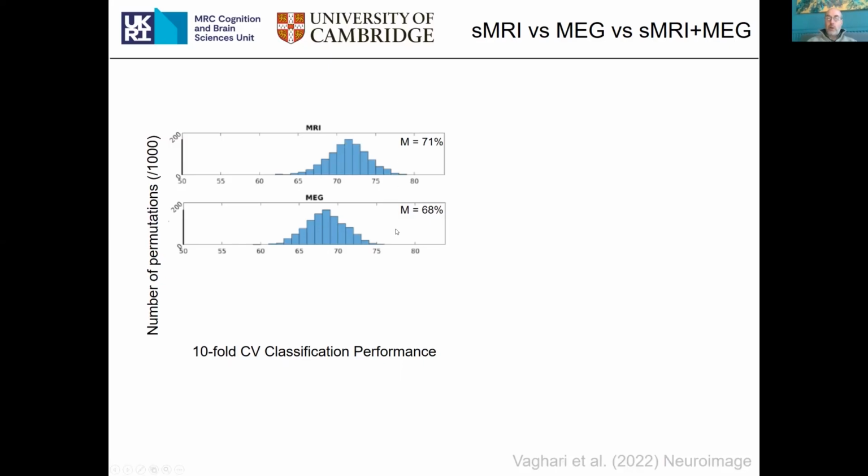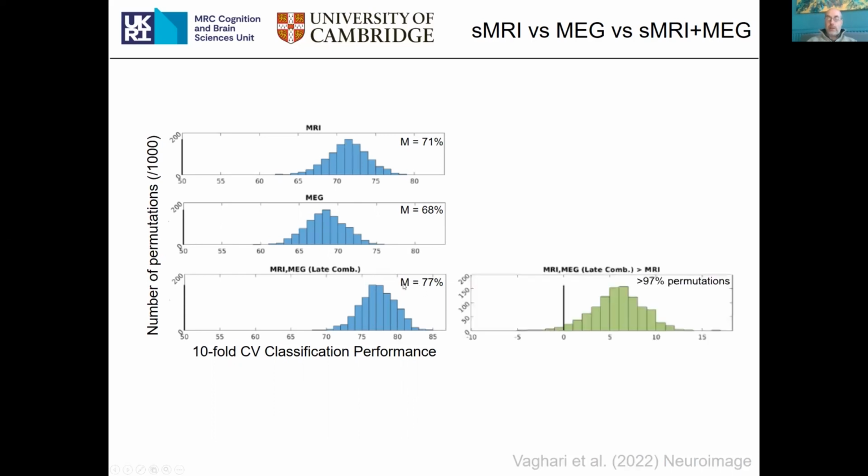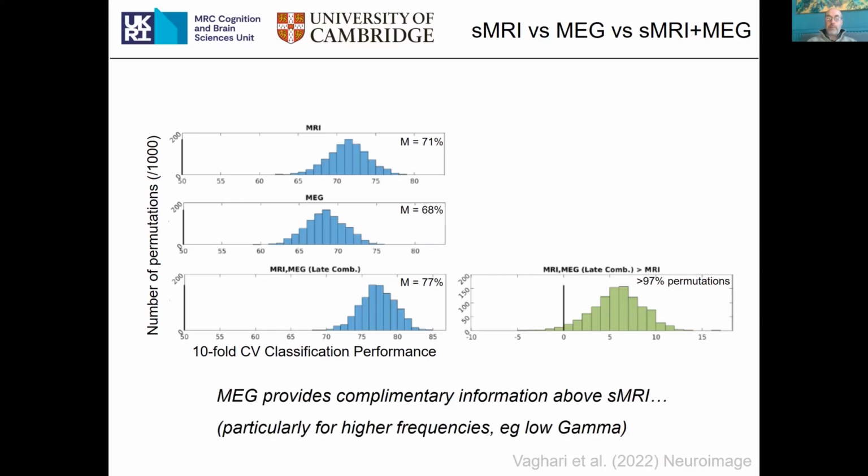But anyway, the more important point is that when we combine MEG with the MRI, using this multi-kernel learning, we now get up to 77% correct. And indeed, if we use the permutation tests, over 97% of the permutations result in better performance of the combined modalities compared to one modality, or compared to MRI alone. And this demonstrates that MEG has complementary information beyond structural MRI in predicting mild cognitive impairment. This was actually most pronounced in higher frequencies, such as low gamma.